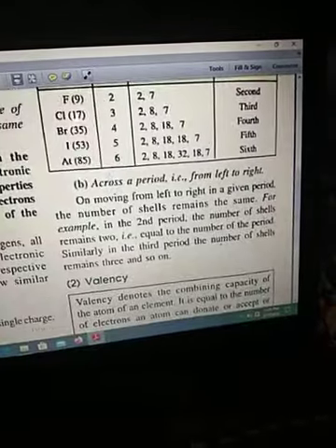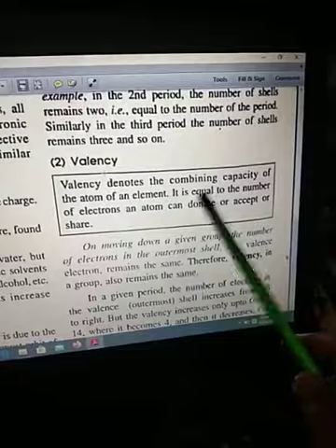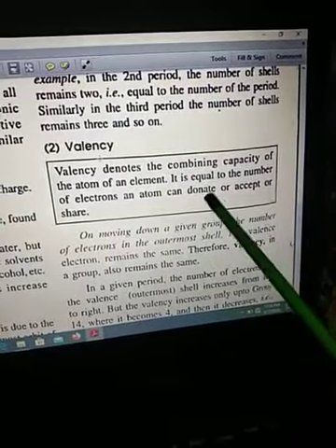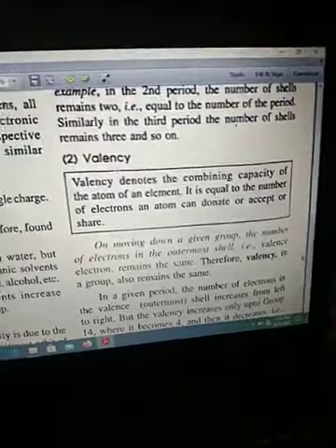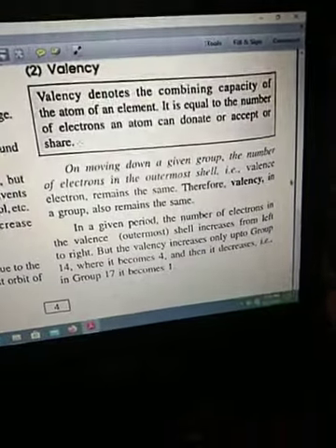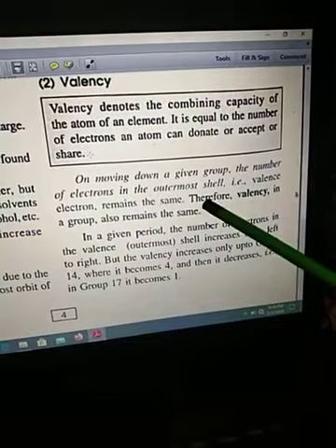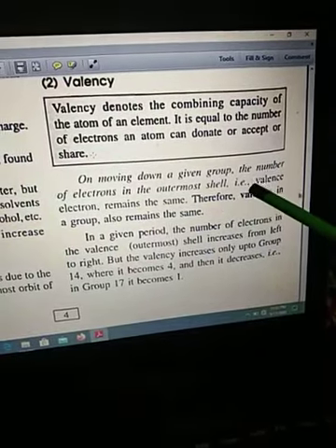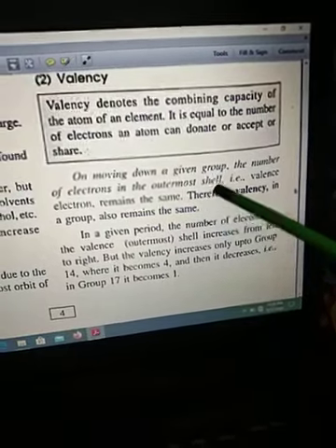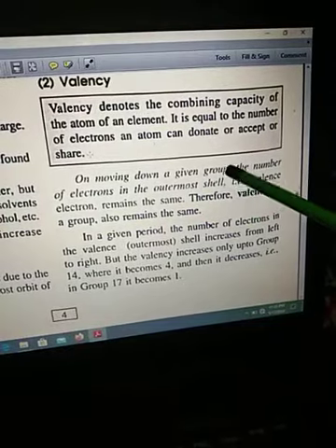Next term we need to understand is valency. Valency means the combining capacity of an element. It is equal to the number of electrons an atom can donate, accept or share. Now what will happen to the valency when you go down the group and when we move across the period? This is important. On moving down a group, the number of electrons in the outermost shell remains the same, as we have seen before. That was the cause for periodicity. So therefore the valency in a group also remains the same. So the group valency will remain the same.